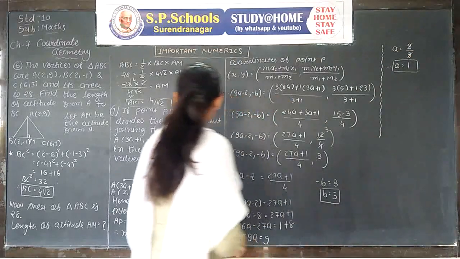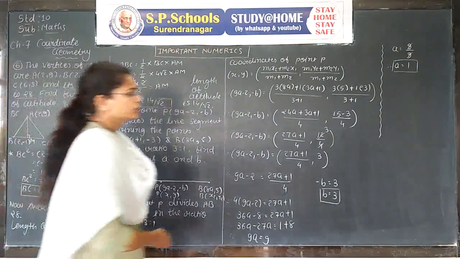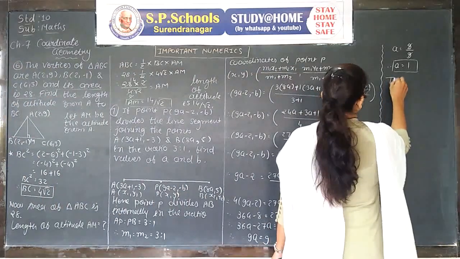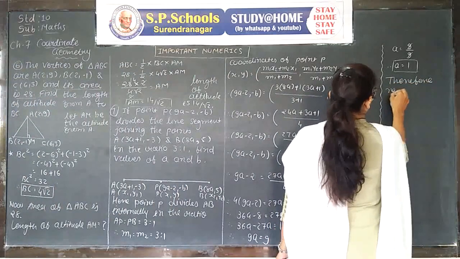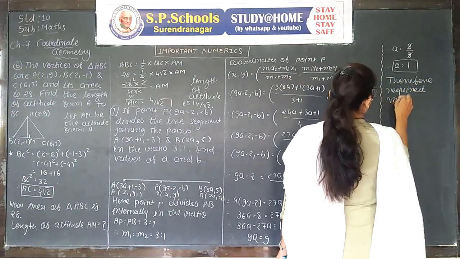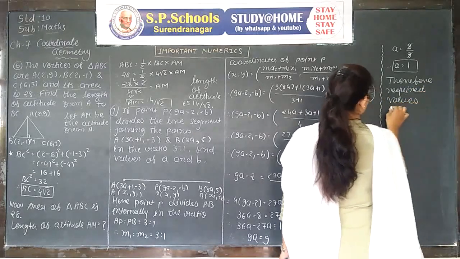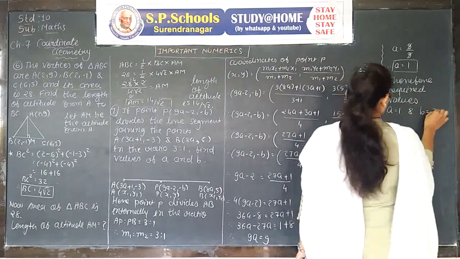Now what does our question say? Find the values of a and b. The values of a and b are obtained here. Therefore, the required values are a is equal to 1 and b is equal to 3.